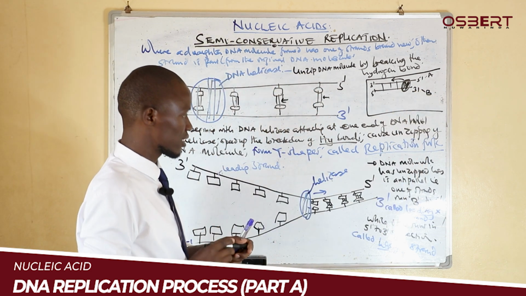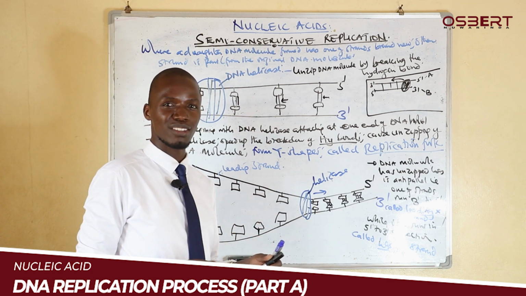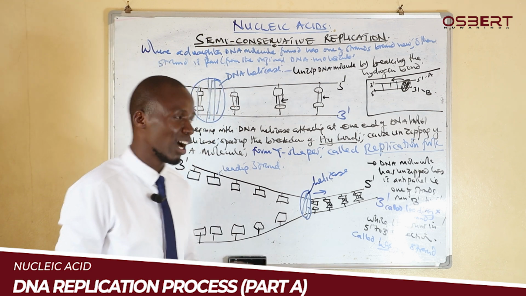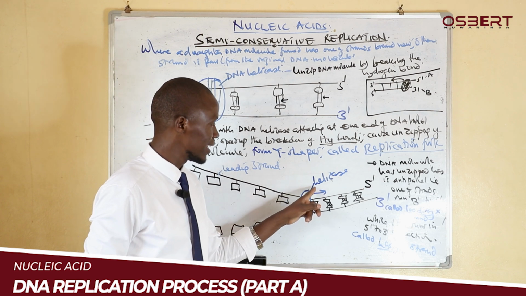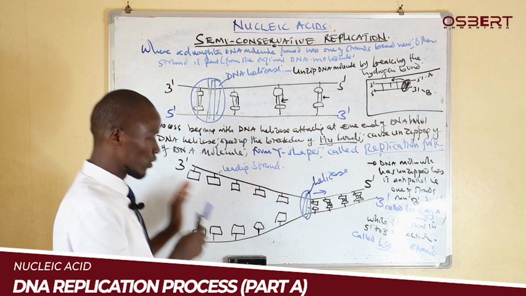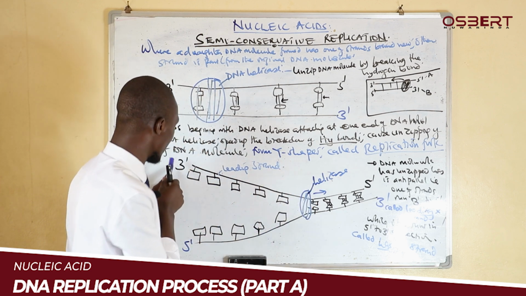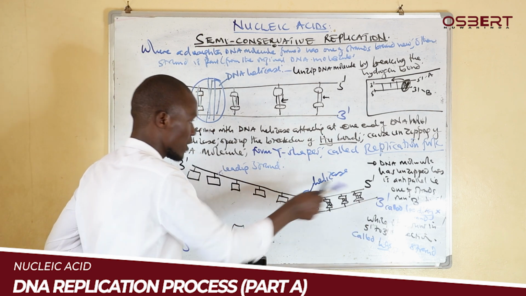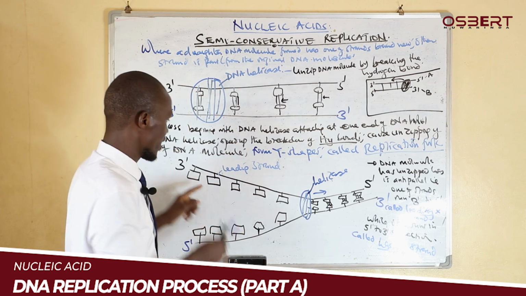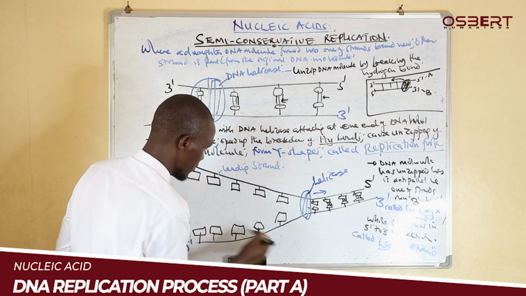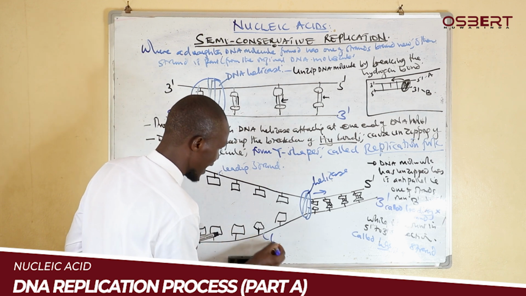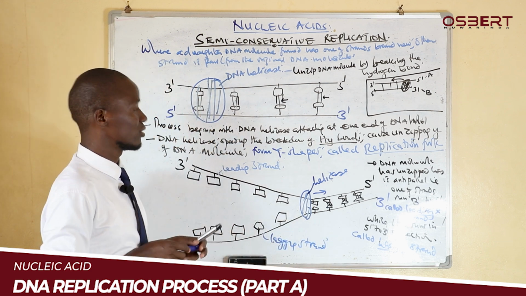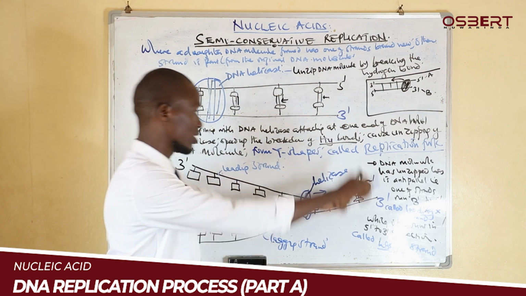Whenever I'm teaching this in class, I usually find some students getting lost, especially when you talk about 3 prime and 5 prime, and then leading and lagging. I have said, with respect to where the DNA helicase is moving, if it's moving from this side to this side, the one which is 3 prime to 5 prime is the leading strand. Then the one which is 5 prime to 3 prime is the lagging strand. So this one down here is the lagging strand, the one which is going to be synthesized last.